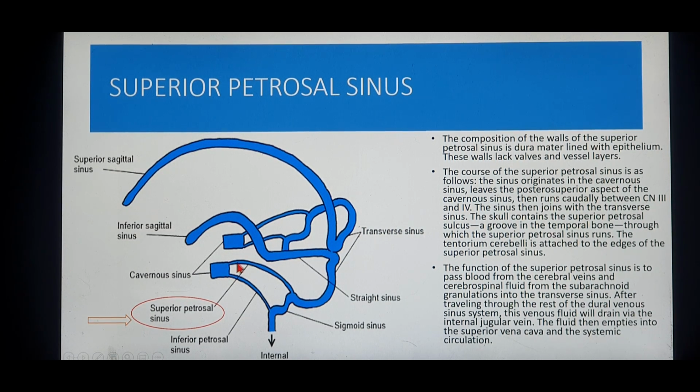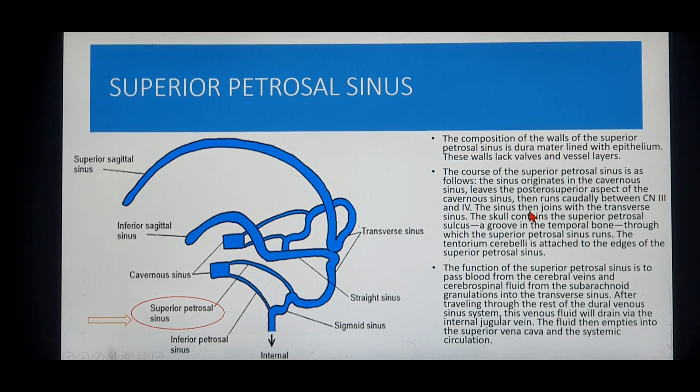The superior petrosal sinus, as you can see over here, drains from the cavernous sinus. That is what you have to mention. Then you have to mention the anatomy. The course of the superior petrosal sinus is as follows. The sinus originates in the cavernous sinus, and leaves the posterior superior aspect of the cavernous sinus, then runs caudally between the third and the fourth cranial nerve. Now that's a very important point.